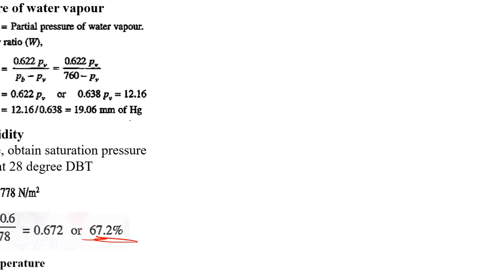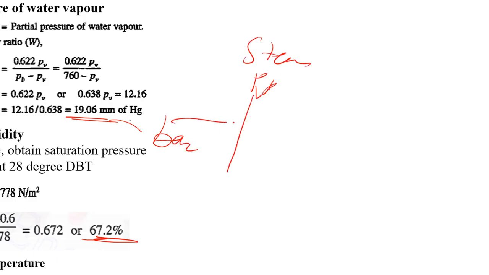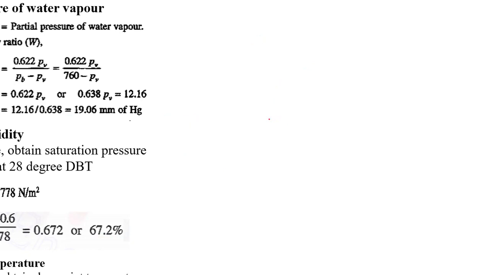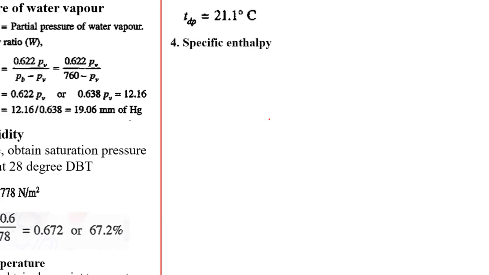Next, dew point temperature. What is dew point temperature? For calculating it, we know PV, that is 19.06, which is converted into bar and looked up in the steam table, a pressure-based table. The pressure is located, and the corresponding temperature is the dew point temperature. From the steam table, TDP is obtained as 21.1 degrees centigrade.